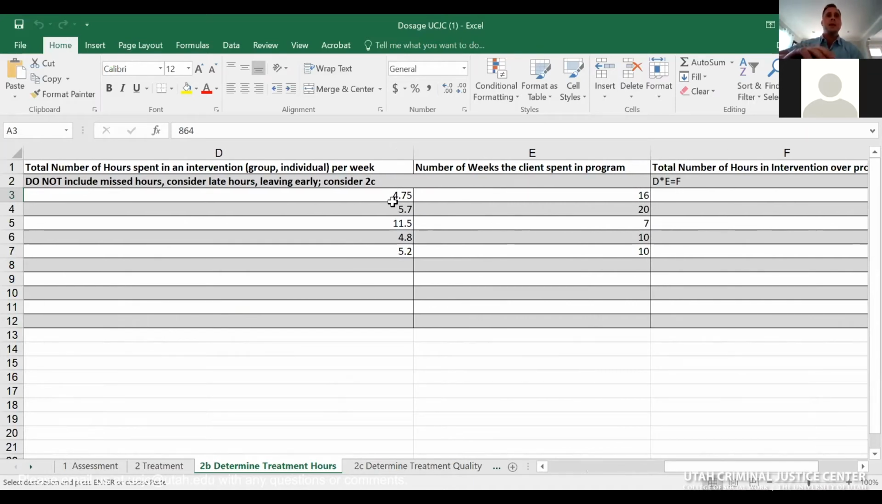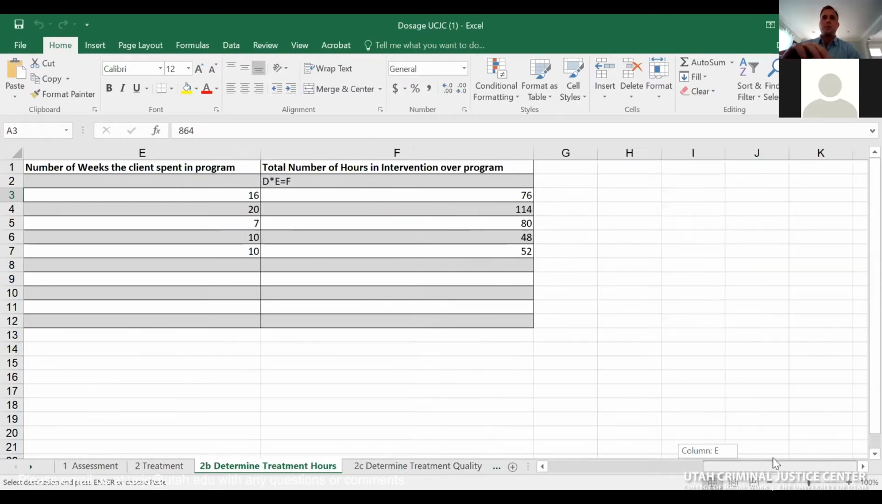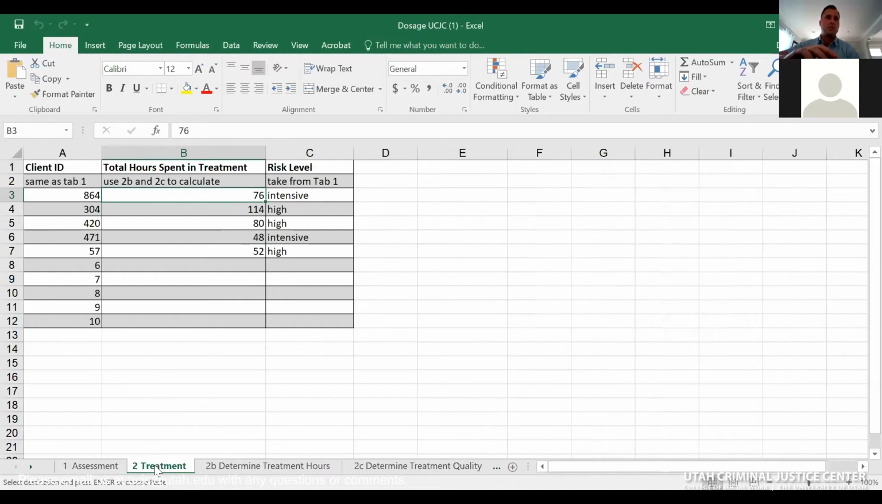So we know that this individual is spending on average 4.75 hours of time in these various interventions in a given week. And again, if we do some multiplication based on the number of weeks that the client was in the program, we get that total of 76, which was listed in this tab.